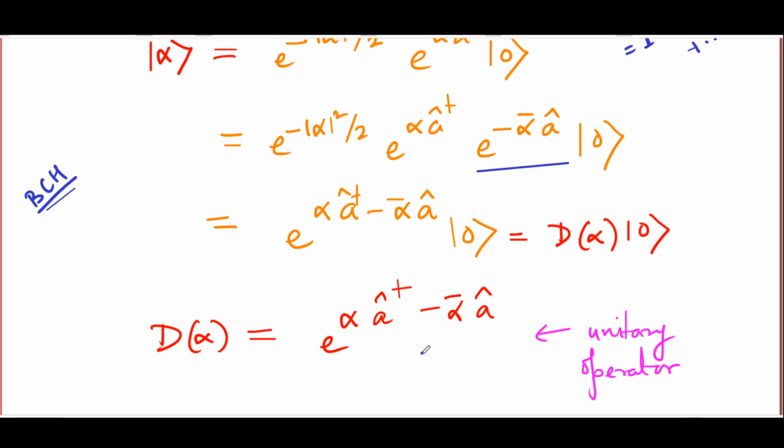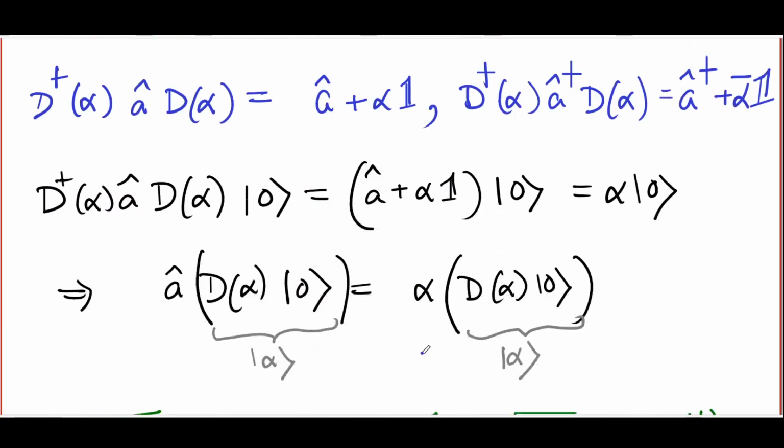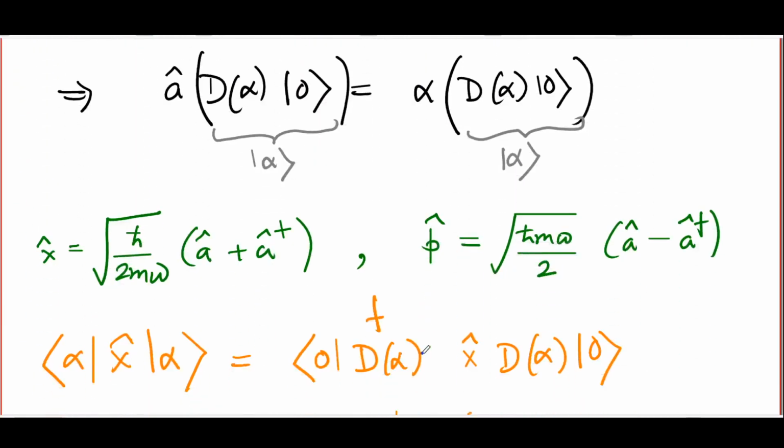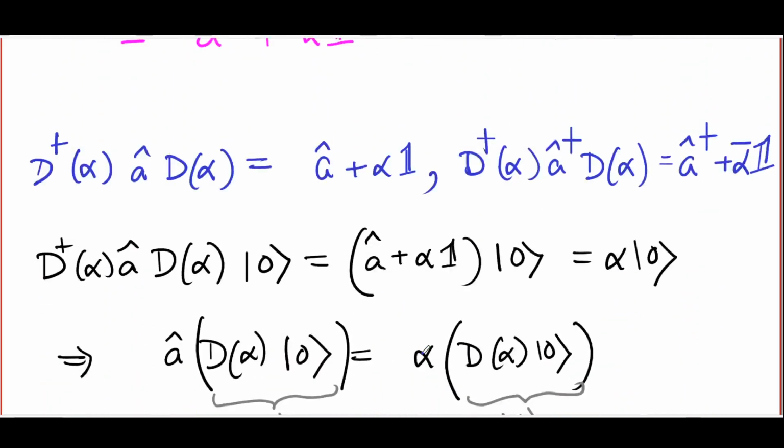So this unitary operator is called the generator of coherent states, and many of the important, interesting properties of coherent states can be figured out by just using this operator. I will just mention quickly some results. I will skip over the details here, but one result that you can find very interesting is the following.